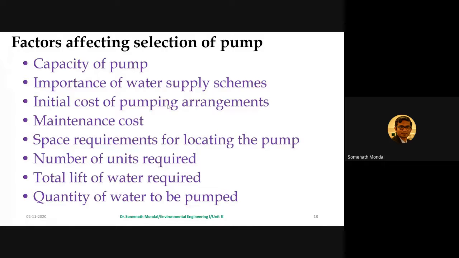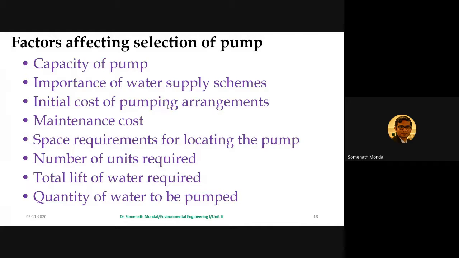Then another one is maintenance cost, since these all consist of some sort of engine where you need some fuels or energy. So there would be a maintenance component, and this maintenance aspect sometimes plays a very vital role in the overall judgment of the pumps and their suitability. That is why maintenance cost is very significant to consider before selecting a particular type of pump.